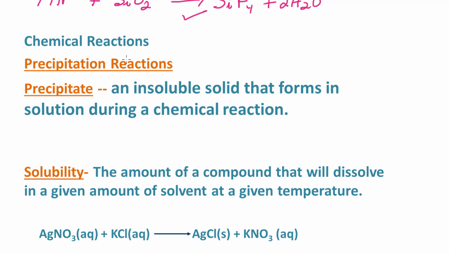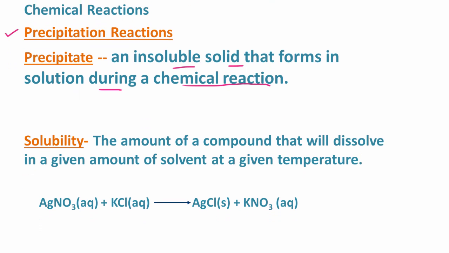All right, let's talk about some different types of chemical reactions. We're going to talk about 3 types here: precipitation reactions, neutralization reactions, and in the other video, what we call redox reactions. So let's talk first about precipitation reactions. A precipitate is an insoluble solid that forms in solution during a chemical reaction. In other words, it's a solid.